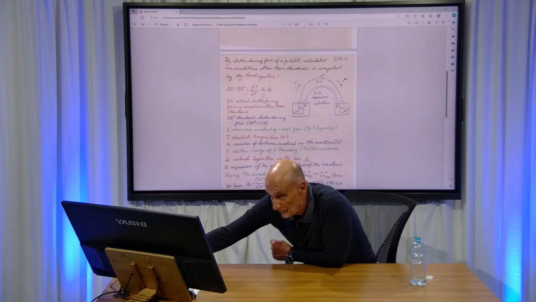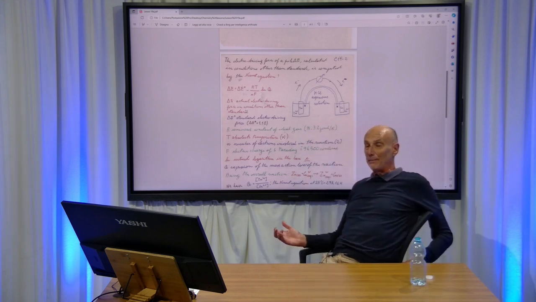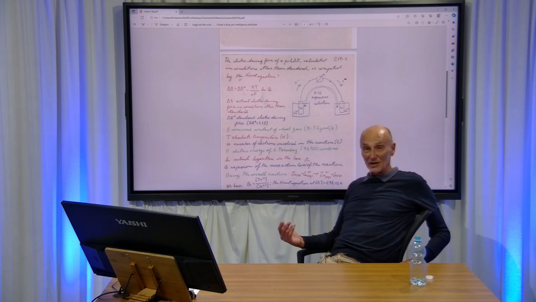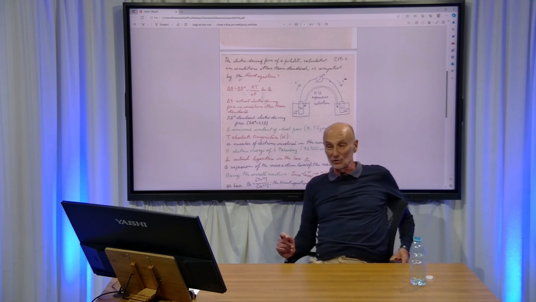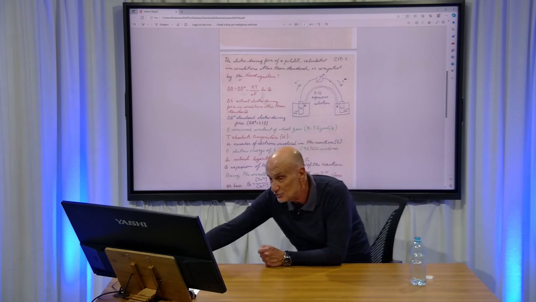Then delta E is the actual electrodriving force in conditions other than standard. What does it mean? It means that at every moment that a pile is working and releasing an electrical current that may be used for some particular goal, this electrodriving force changes instant by instant. In the next lesson we will see why. So the electrodriving force in the actual condition will be equal to the standard electrodriving force minus this expression.